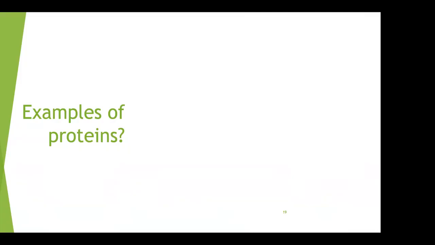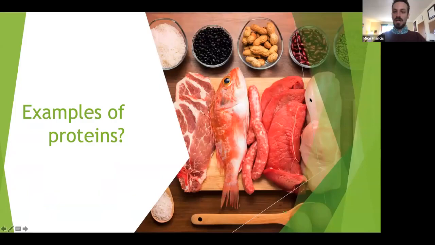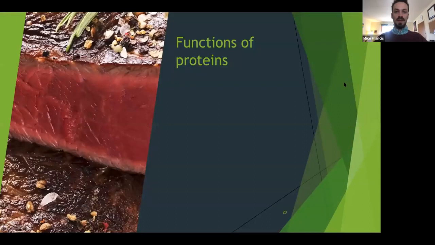Good, so those are some big categories. Yeah, so we got our meats, we got our beans, we got our nuts, and some grains like brown rice have a little bit of protein in them too. But mostly we're thinking about beans, meat, and nuts. Good. So what are the functions of proteins? Well, they're crucial for building and repairing tissues, muscles, organs.